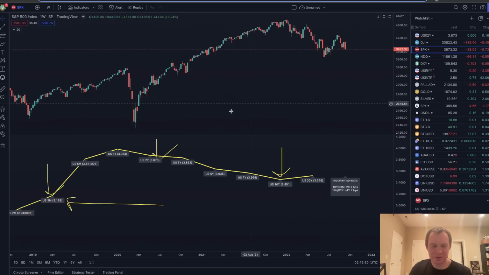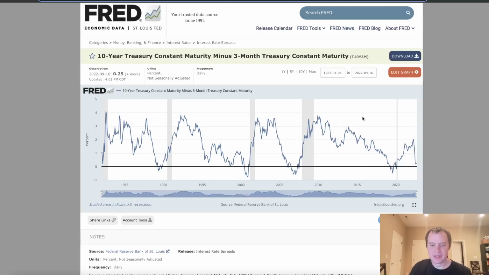Going back to the 3-month and the 10-year, they have not yet inverted. If they were to invert, a lot more people would say we're in a recession, because it'd be like, well, this is the indicator they're looking at. They would say we're in a recession.